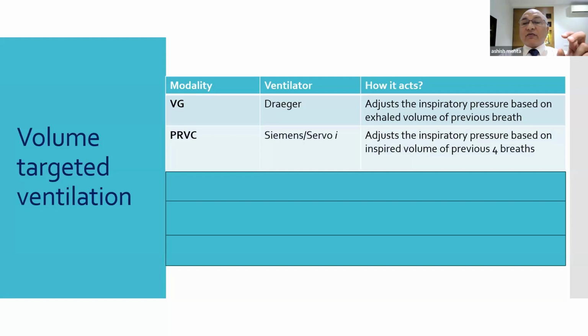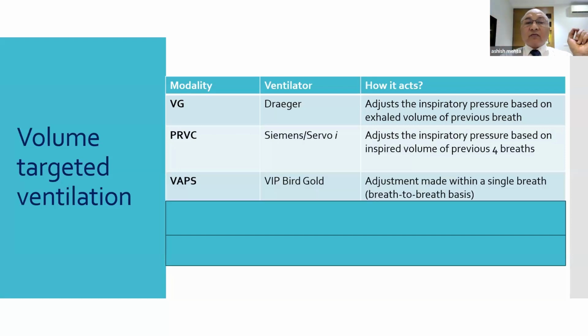This is the one where the inspiratory pressure is based on the inspiratory volume of the previous 4 breaths. So your PIP is adjusted based on what is happening in the previous 4 breaths. Volume assured pressure support, which is VIP Bird.